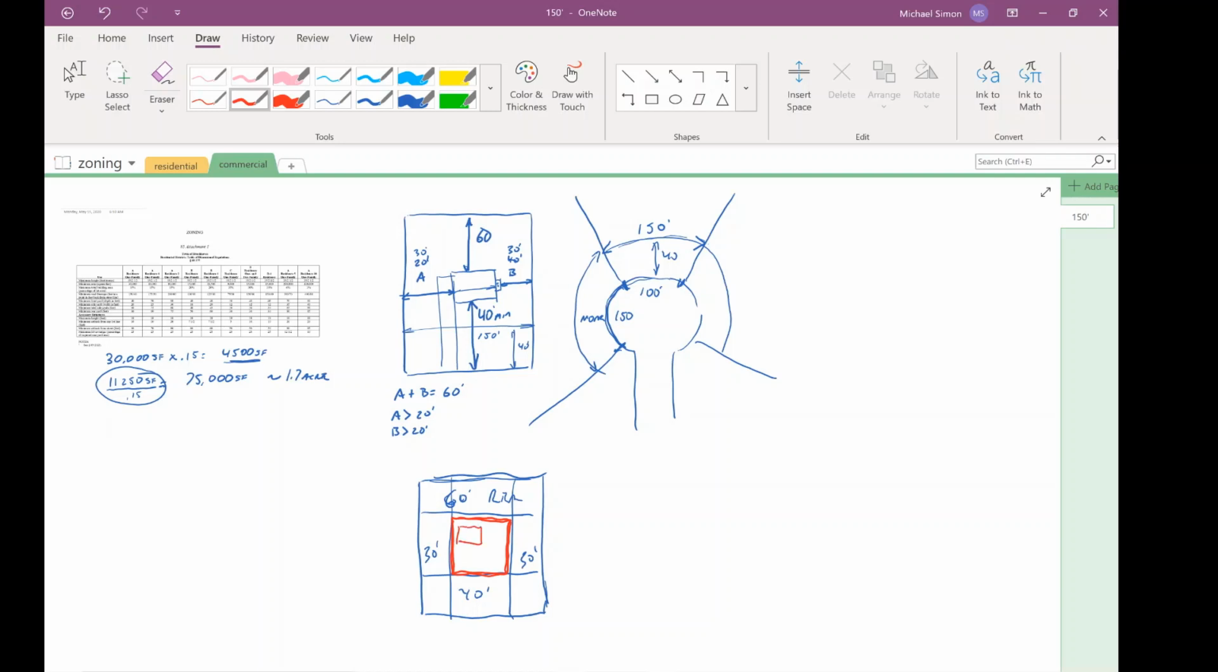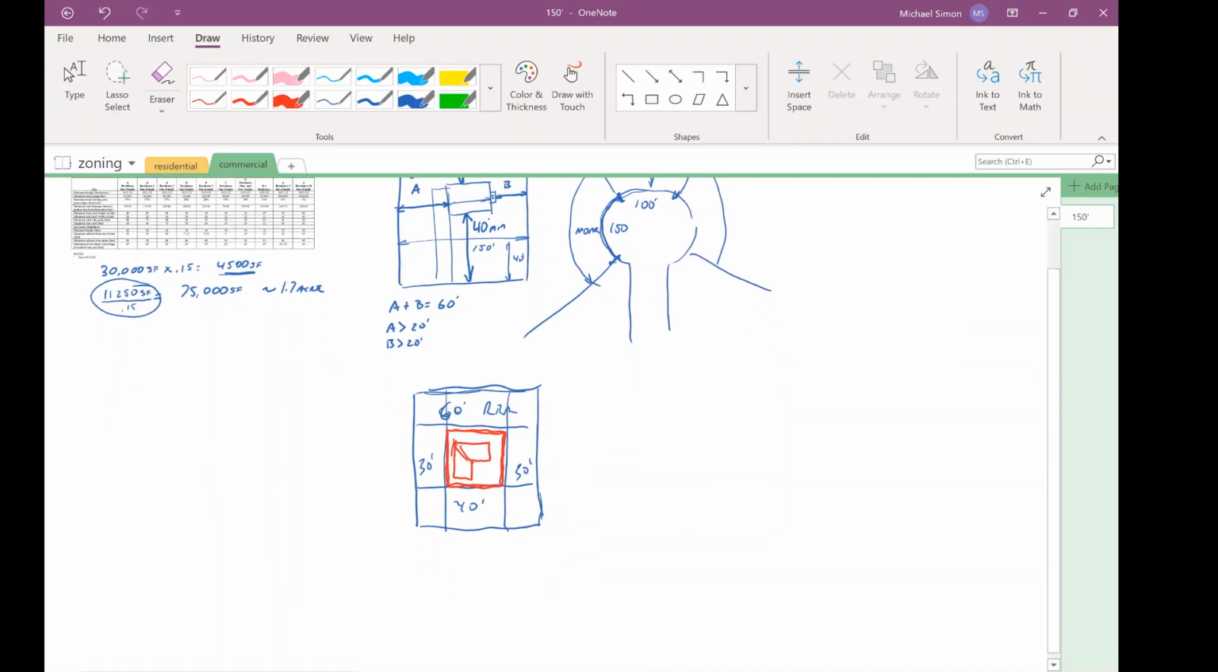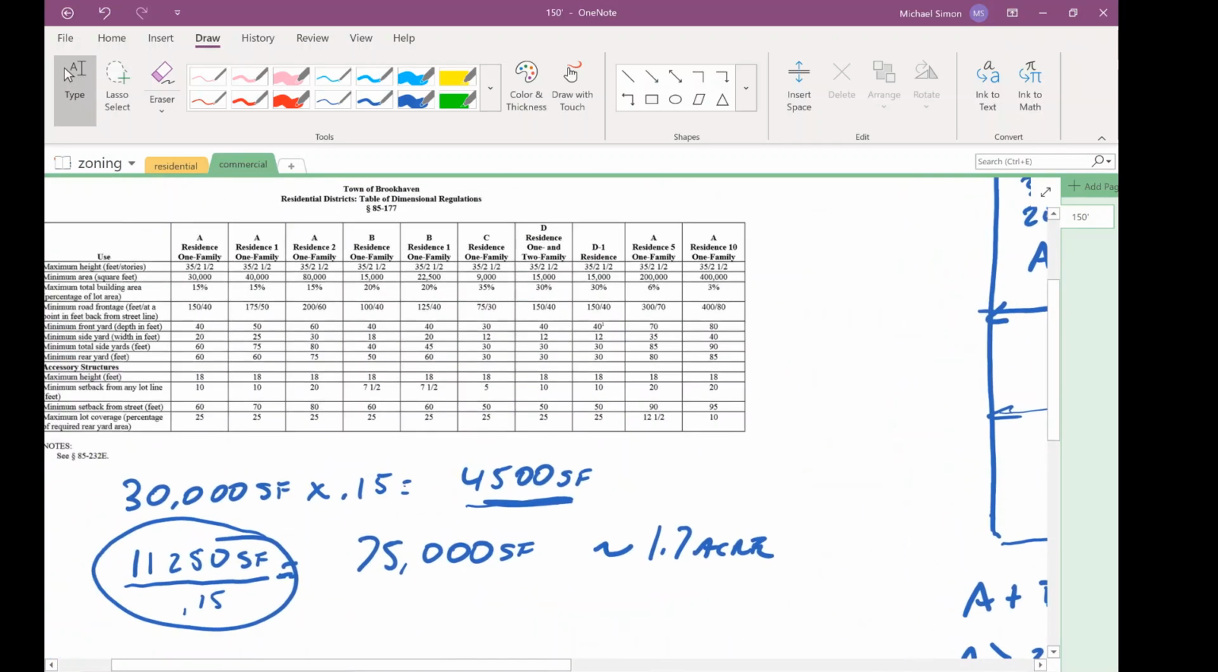I can put it back here. It doesn't matter, as long as it's within that location, I'm good. So I'll put my house. See, I could be an architect. I'll make the house a little bit weird shaped. Little hip roof. All right, I'm getting beyond what we need to talk about.